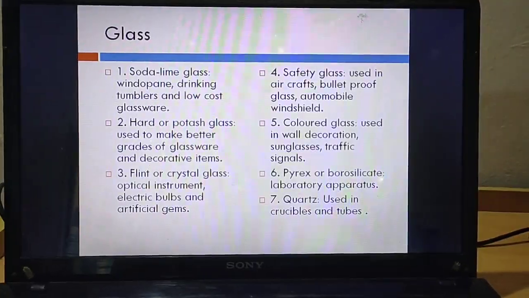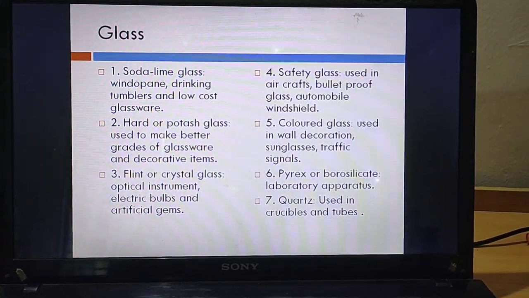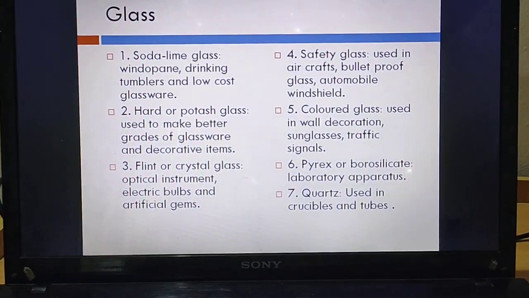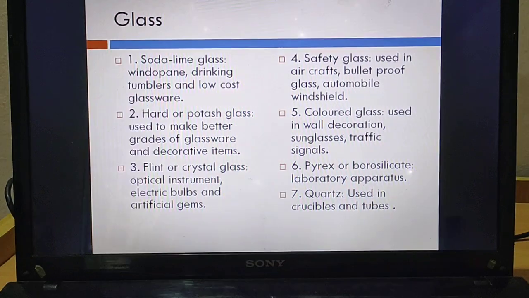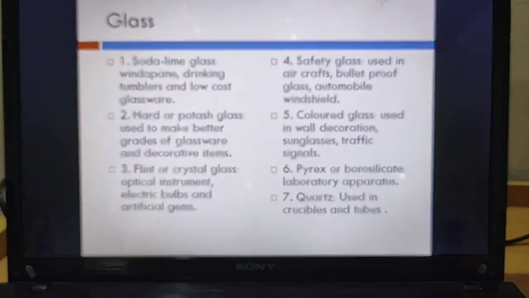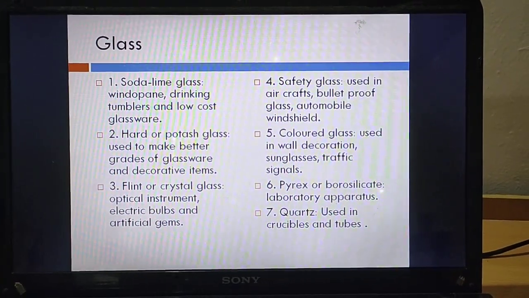The third one is flint or crystal glass. Now this flint glass or the crystal glass is used in optical instruments, electrical bulbs and artificial gems. Yes, many of our jewelry or many of the decorative articles consist of many gems. So these are made up of this crystal glass.